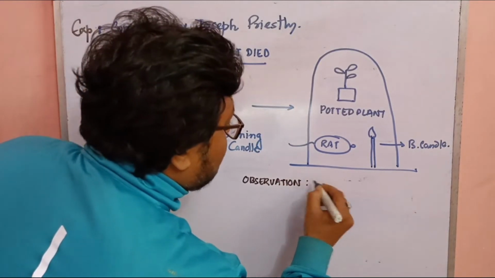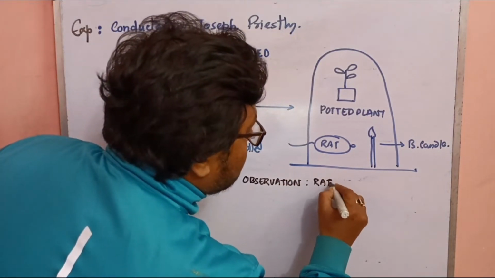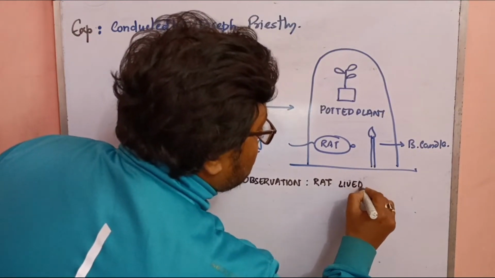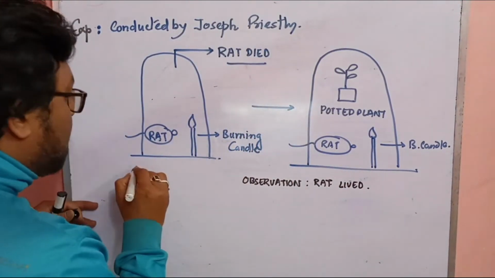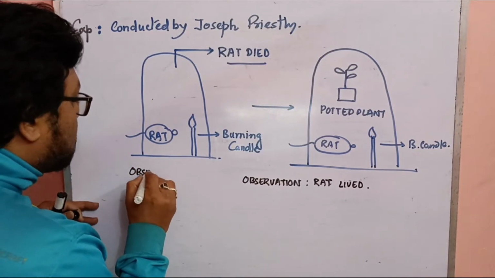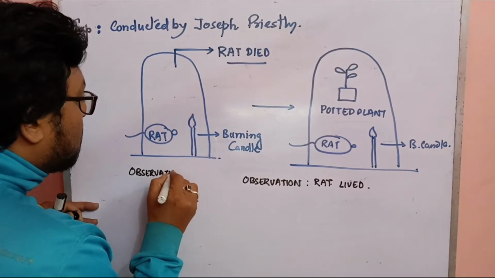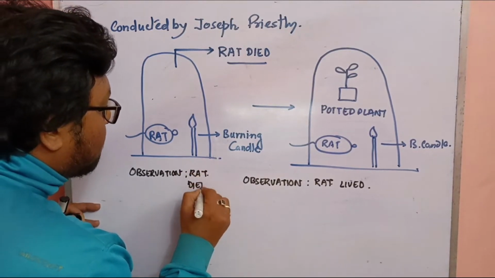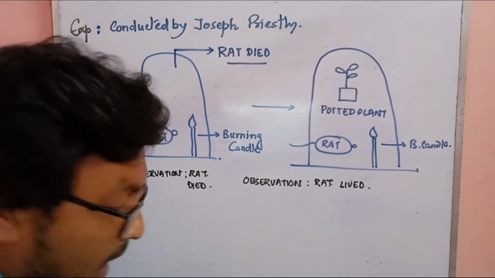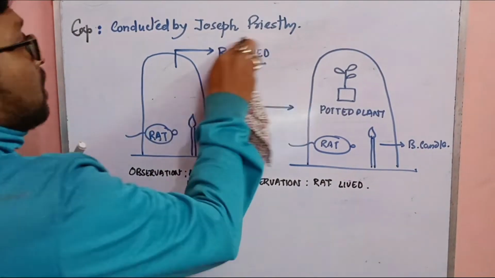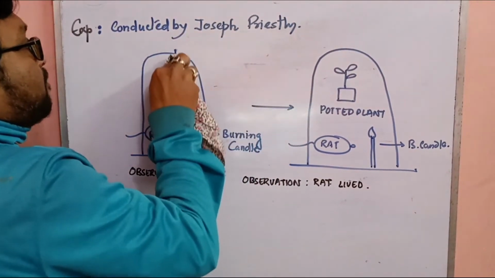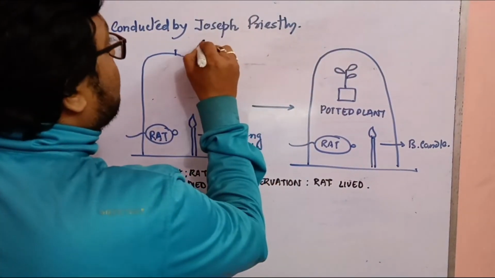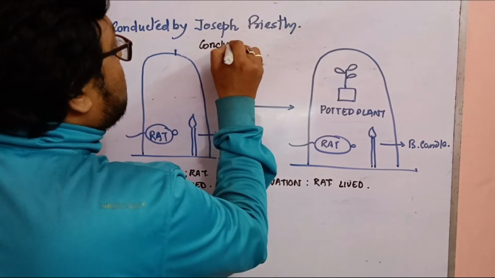It was observed that the rat lived, or we can say that the rat survived. And in this case, what was the observation? The rat died. So, what did Joseph Priestley conclude? What was the conclusion?